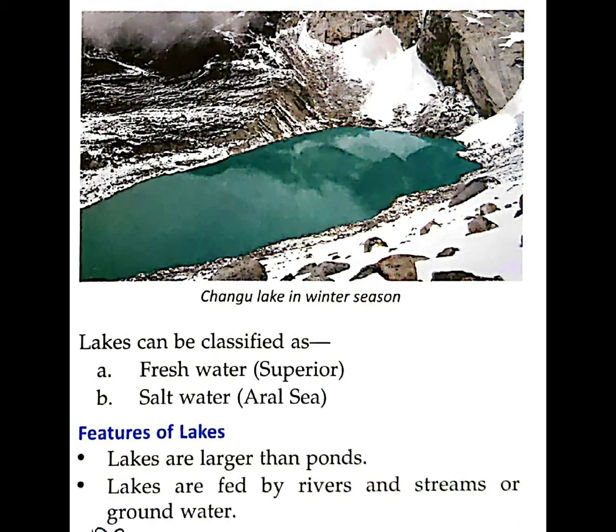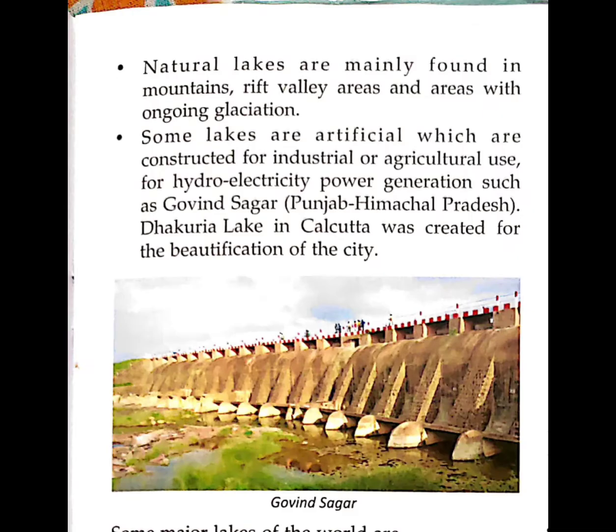Now the features of lakes. Let's start. Lakes are larger than ponds, and lakes are fed by rivers and streams or groundwater. Natural lakes are mainly found in mountains. We can see natural lakes in mountains, Rift Valley areas, and areas with ongoing glaciation, meaning the melting of glaciers.